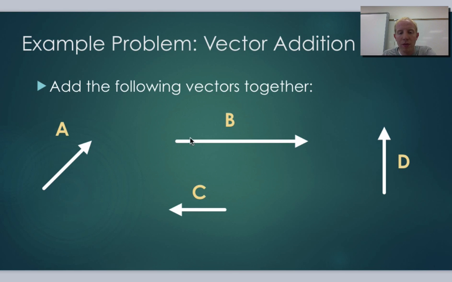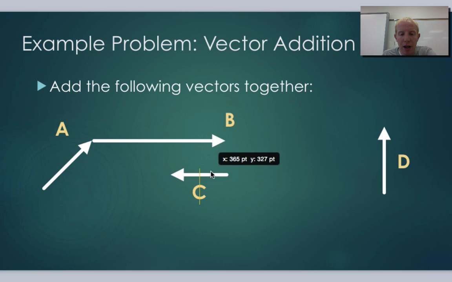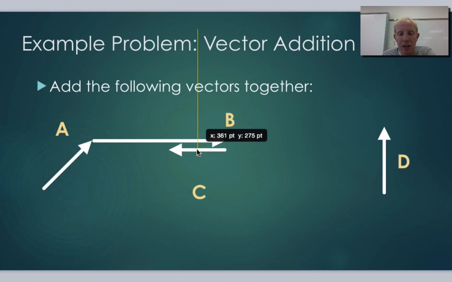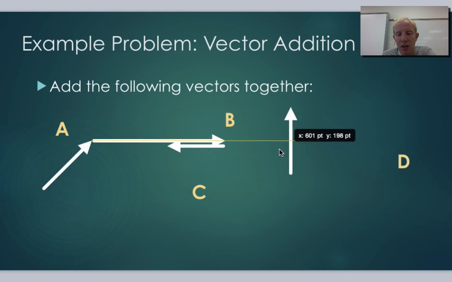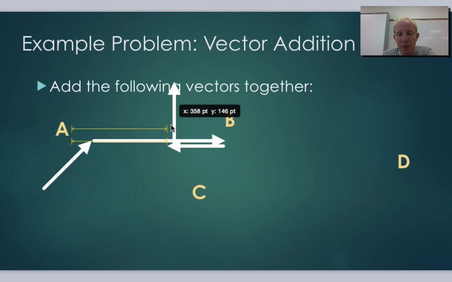I'm just going to copy and paste some of these, move these around and put every single one tip to tail. So I put the tail of B to the tip of A. I'm going to put the tail of C to the tip of B. And then I'm going to put the tail of D to the tip of C. Like that.